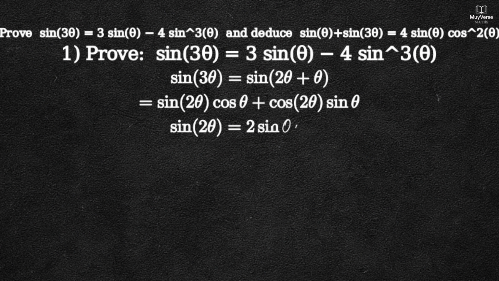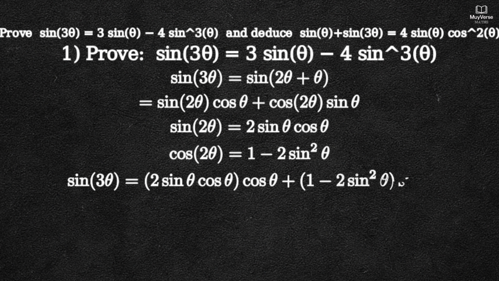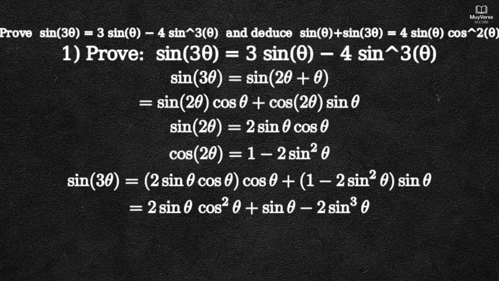Step 2. Recall the double angle identities. Sine of 2 theta equals 2 sine theta cosine theta, and cosine of 2 theta equals 1 minus 2 sine squared theta. Step 3. Substitute these into our expression for sine of 3 theta. Step 4. Distribute and combine like terms. We get 2 sine theta times cosine squared theta plus sine theta minus 2 sine cubed theta.